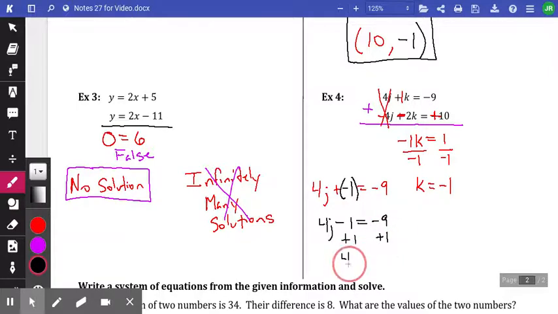And this is going to give me 4j is equal to negative 8. Divide both sides by 4. And I get that j equals negative 2.